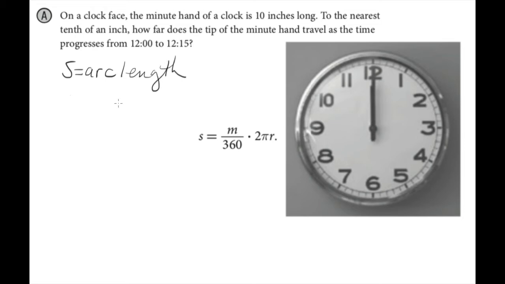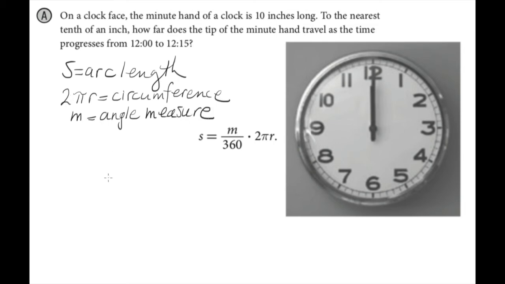Alright, so let's do another problem. This is just a word problem. Feel free to go back and forth and do the homework and refer to this and the Khan Academy and other videos, and just work through the homework that way if you like. But I'm just going to do this next problem. On a clock face, the minute hand of a clock is 10 inches long to the nearest tenth of an inch. How far does the tip of the minute hand travel as the time progresses from 12 to 12:15?